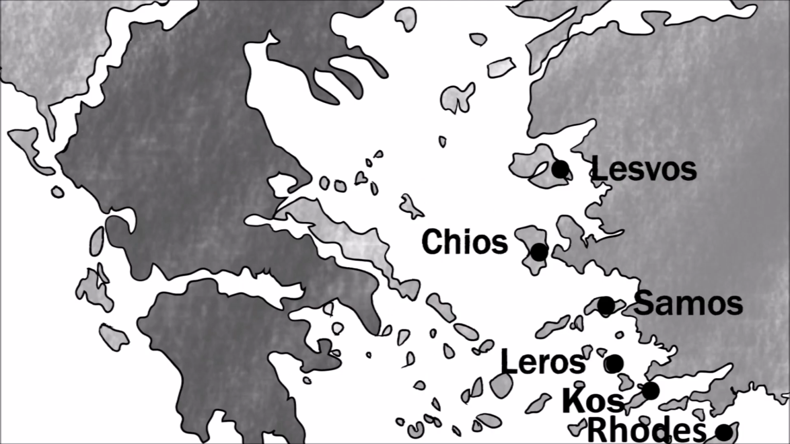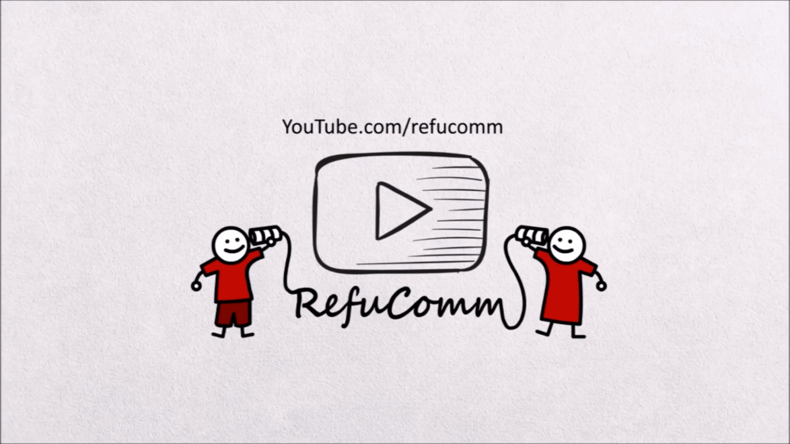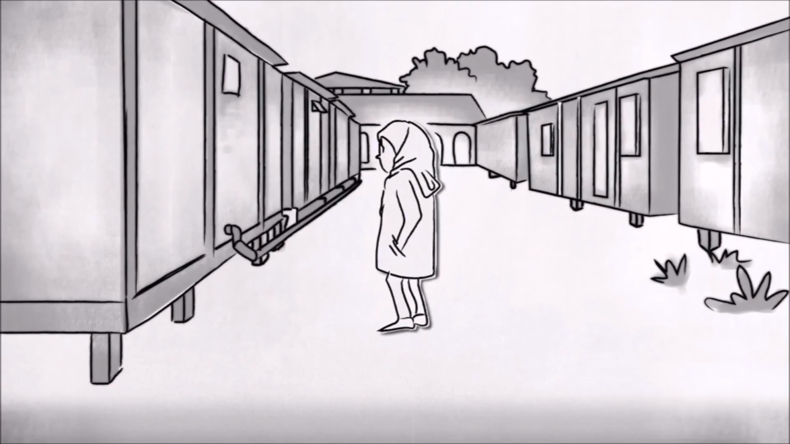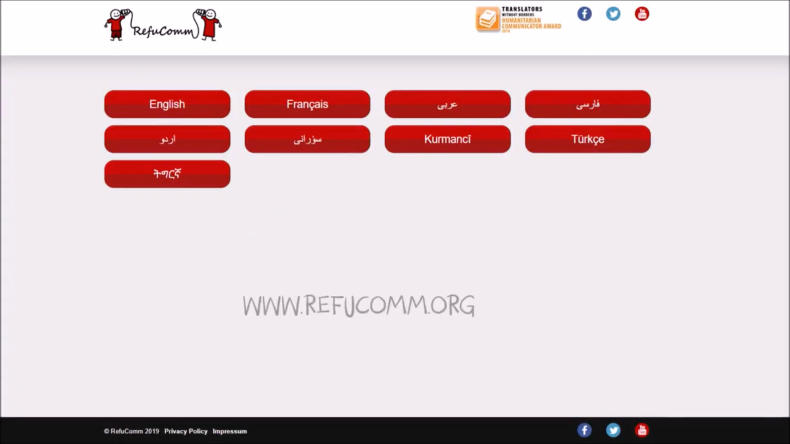Please note that the procedures for people who arrive by sea and are placed in one of the hotspots on the islands of Chios, Lesvos, Leros, Samos and Rhodes are different. Please see our series of 4 films which explain the procedures for those arriving to the islands by the sea border on our website or on our YouTube channel. The procedures are also different if you are applying for asylum from detention, or applying for asylum as an unaccompanied minor. Please see our website for more information.